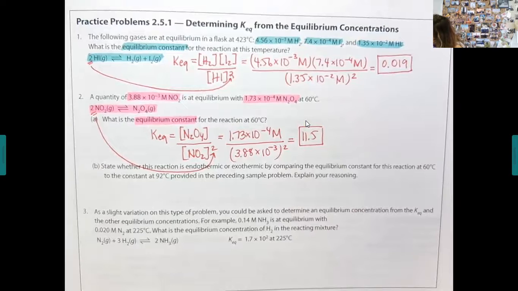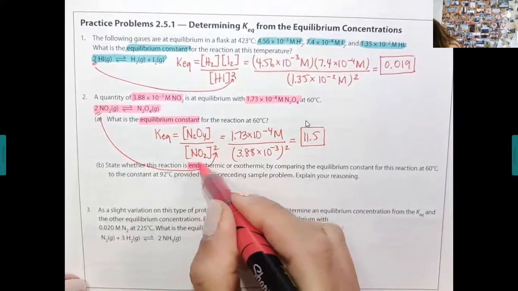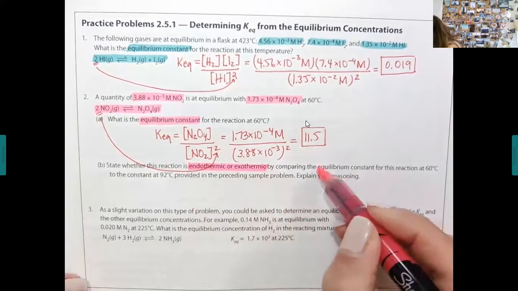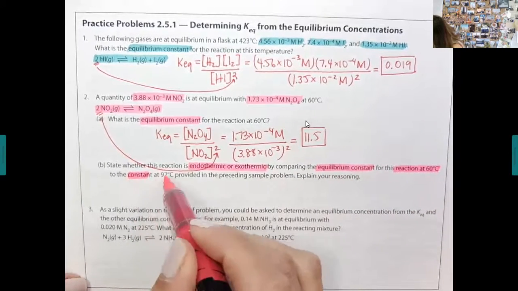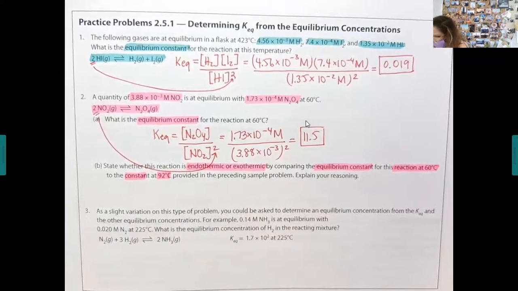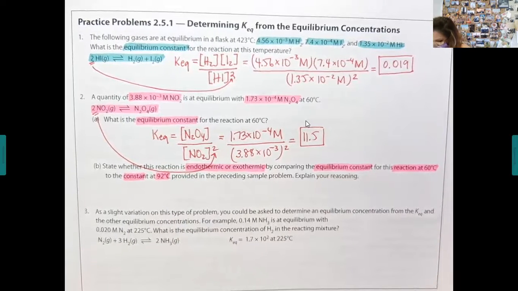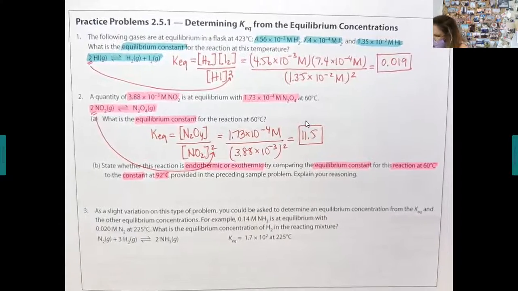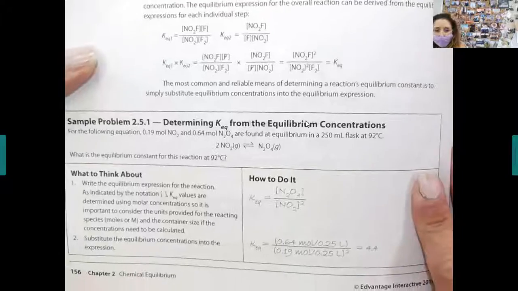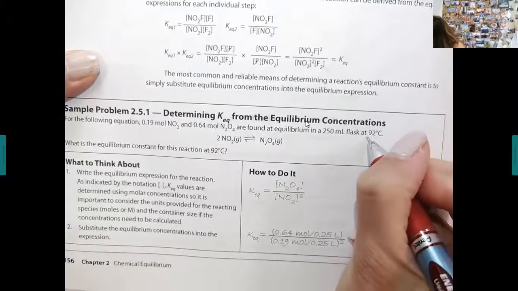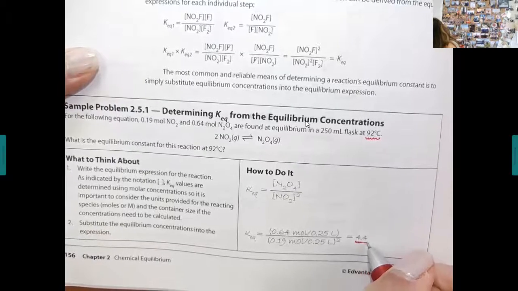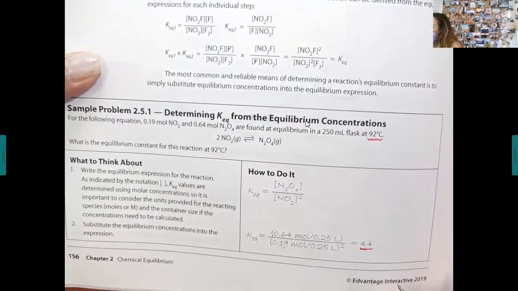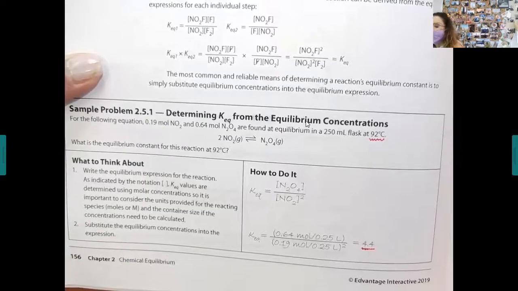Part B wants to know if the reaction is endothermic or exothermic by comparing it with the equilibrium constant for the same reaction at 60 degrees Celsius to the constant at 92 degrees Celsius, and that was given in a sample problem on the previous page. So why don't we take a look at the sample problem on the previous page. So if you take a look down here, here's the sample problem. They told us that we are at 92 degrees Celsius, okay? And that your KEQ is 4.4. So I'm gonna write this stuff over in 2B just so we have it.